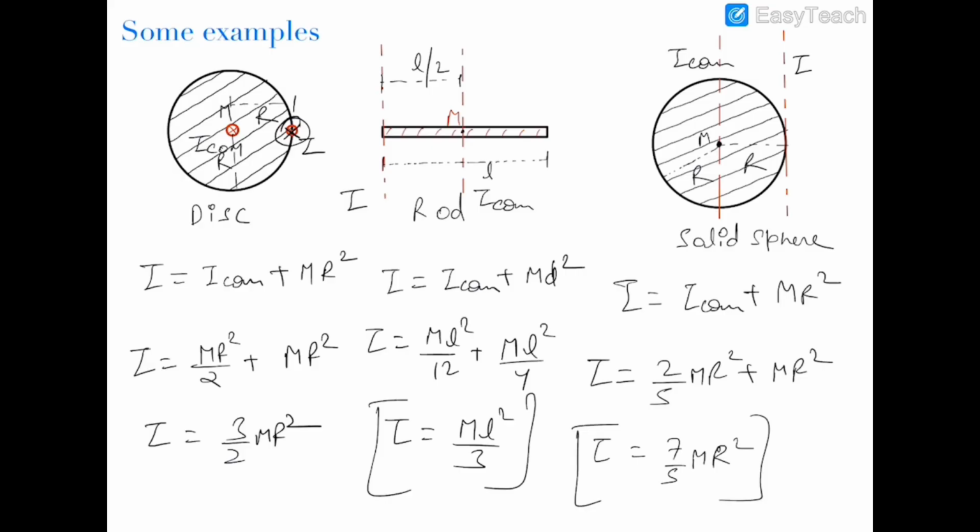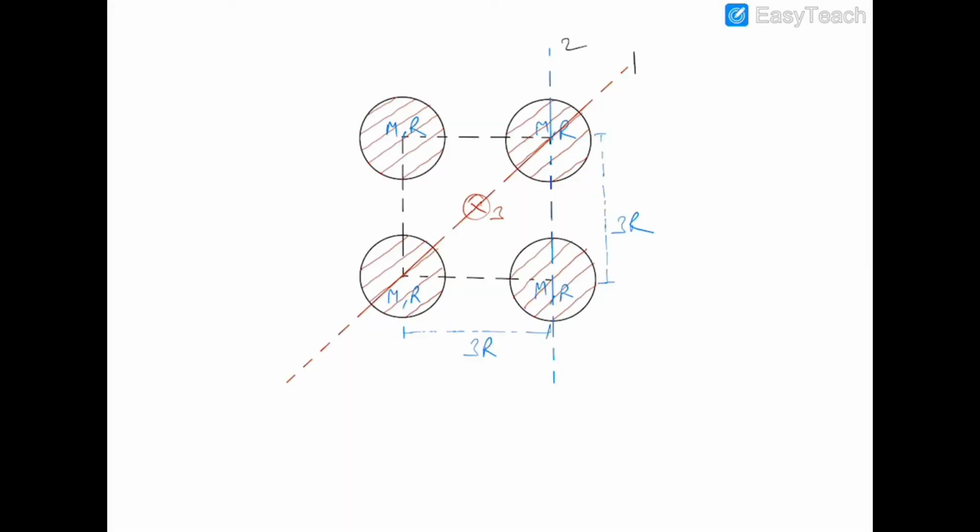So now let's move on to some of the questions which are based on the parallel axis theorem. There are four spheres, each of mass m and radius r. They are placed in such a way that their centers are spaced equally at a distance of 3r, making a square. And we have to find out the moment of inertia of this system about these axes. This is axis number 1, this is axis number 2, and this is axis number 3. So we have to find out the moment of inertia of these spheres about these axes.